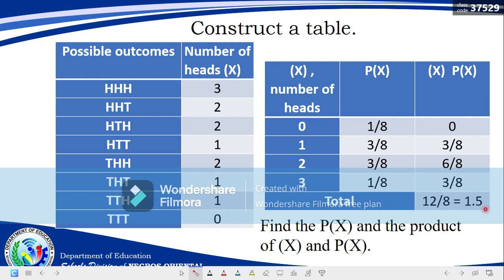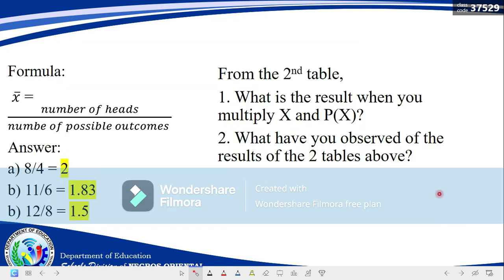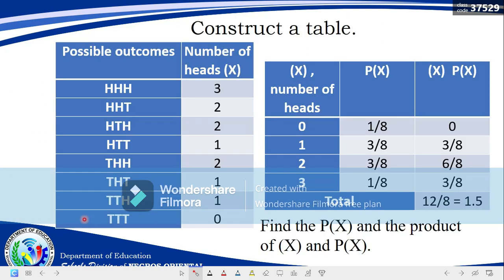This is 1.5. So you should have seen that it resembled getting a weighted average of data with the probabilities serving as weights. So what have you observed of the results of the tables? You should notice that the average gets closer and closer to 1.5 as the number of values of the average increases. Now this is related to the concept of the mean of a random variable. If you've noticed, this is 1.5 and here also is 1.5.